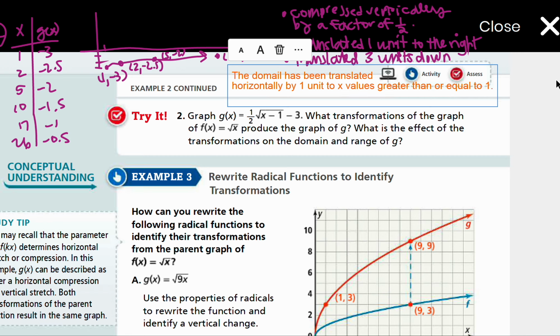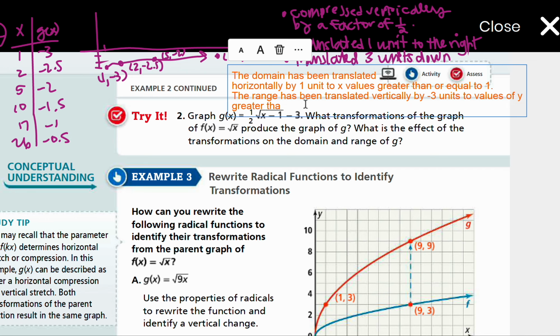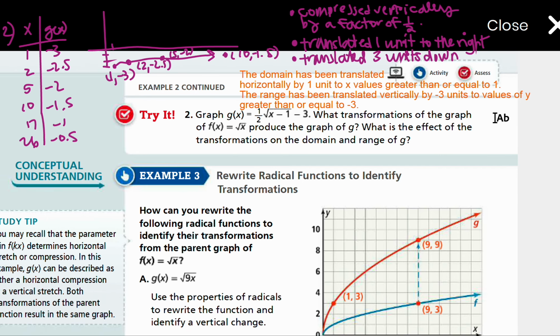And then the range, oops, spelling error. The range has been translated vertically by negative 3 units to values of y greater than or equal to negative 3. Okay, so that was the answers for try number 2. We'll continue with example 3 in the next video.